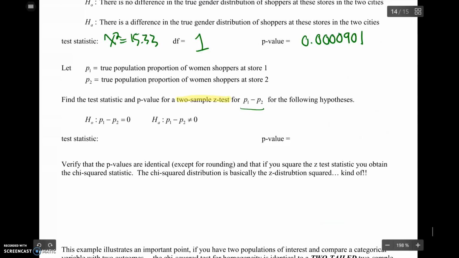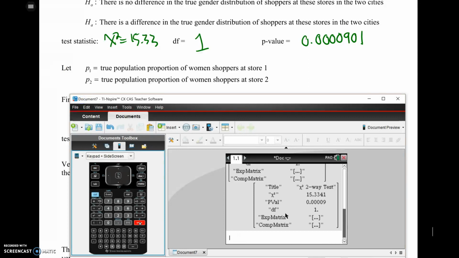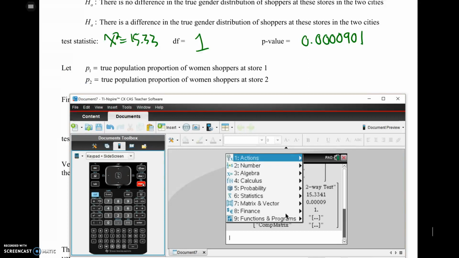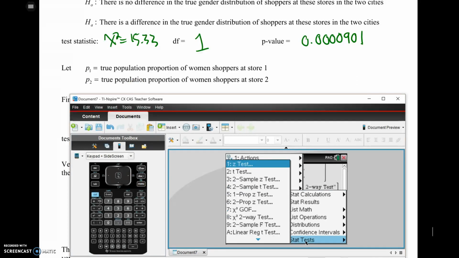So let's hypothesize that the difference in proportions is 0 against the alternate that it's not 0. Let's just run this 2-sample test. If you remember how to do it... Having problems here. What's going on? Okay. Menu, statistics, stat tests. This would be a 2-proportion z-test, if you recall. Don't pick these. These 4 are for means. These are for proportions. These are for counts. This is for next chapter.